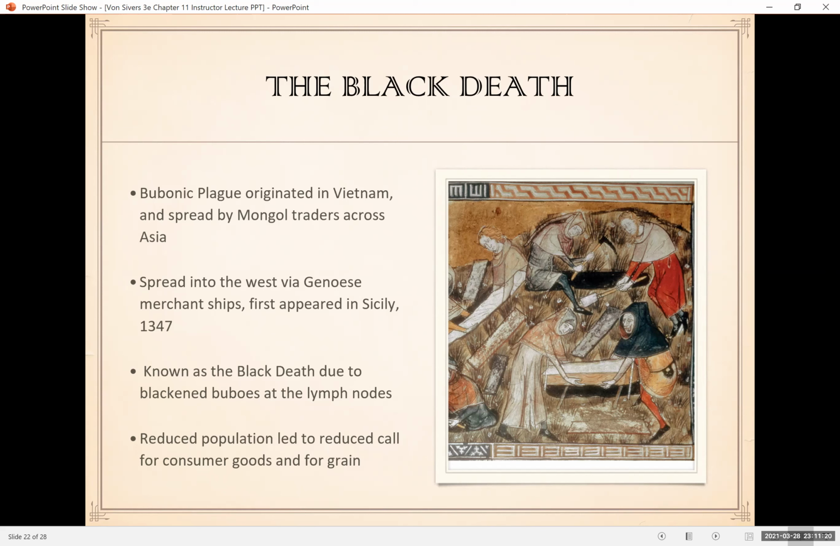you can catch it today. About a dozen people in America catch it every year. It is a microbe still. Yersinia pestis is the microbe. It lives on infected fleas, just as it did in the Middle Ages.